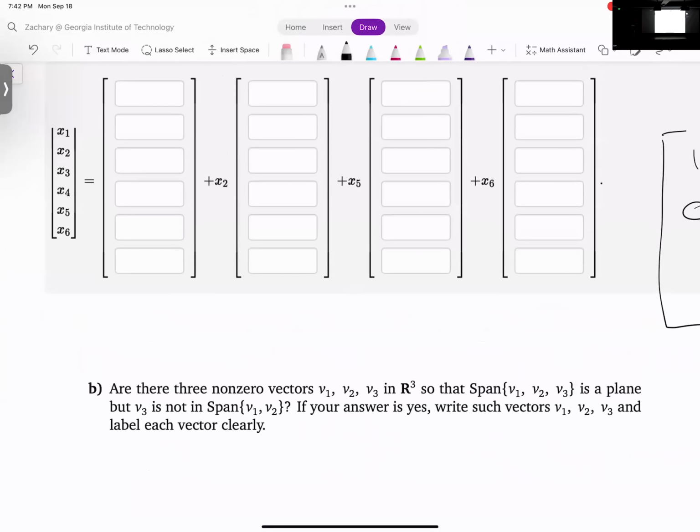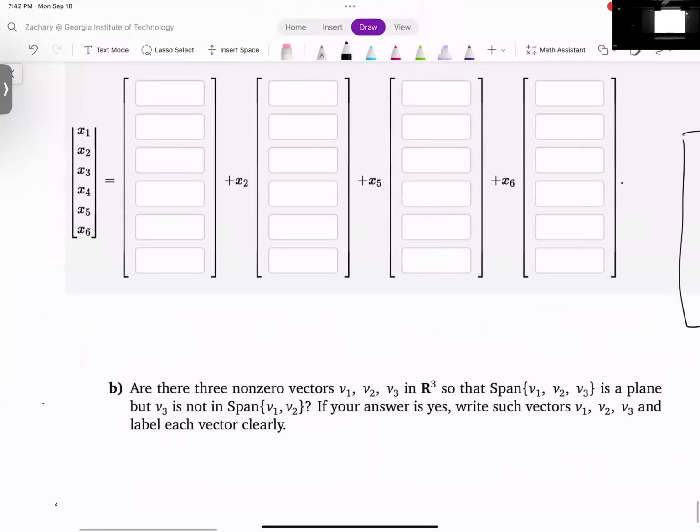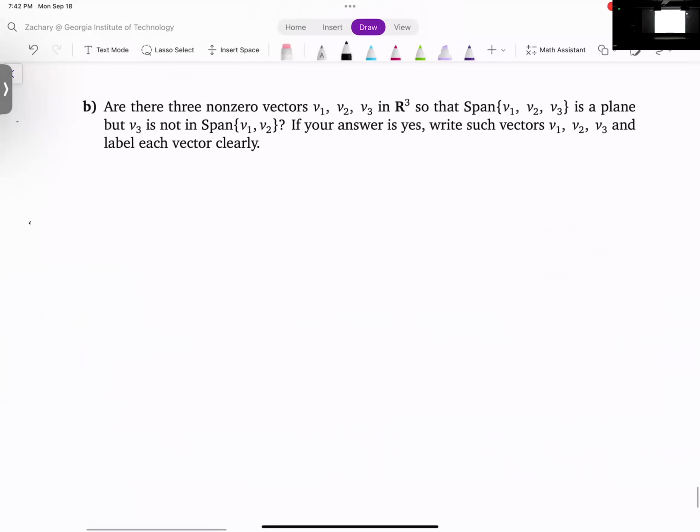Sorry, I was actually thinking of a follow-up to this problem, but this problem goes really well with a different one I've seen a lot. But I have seen this on a lot of exams as well. So, are there three non-zero vectors that span a plane, but V3 is not in the span of the first two vectors? The answer is yes.